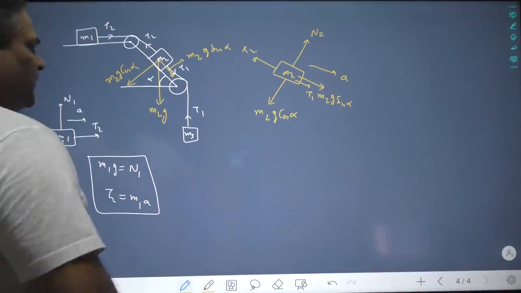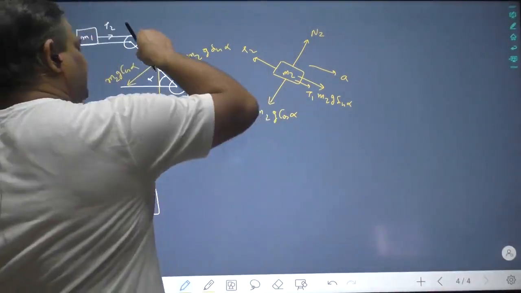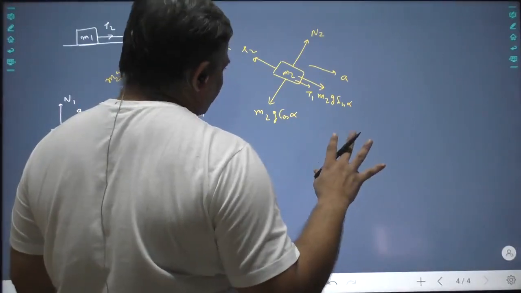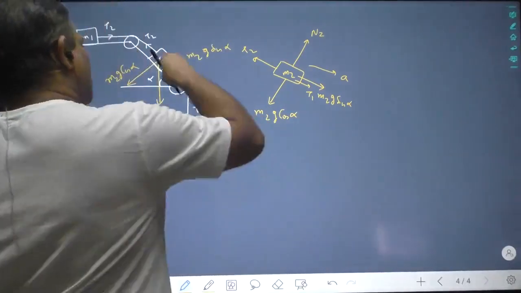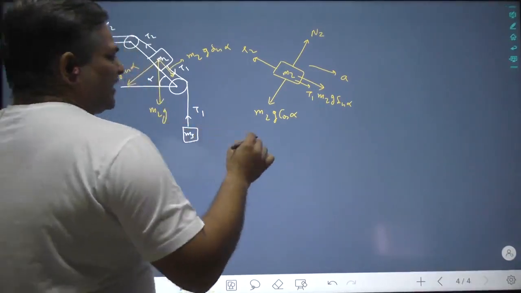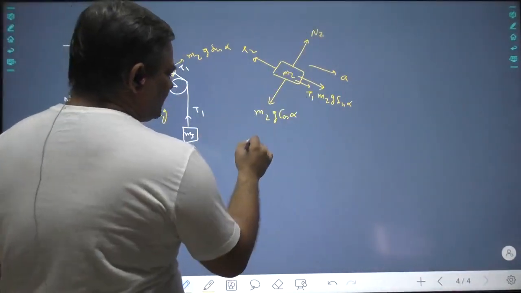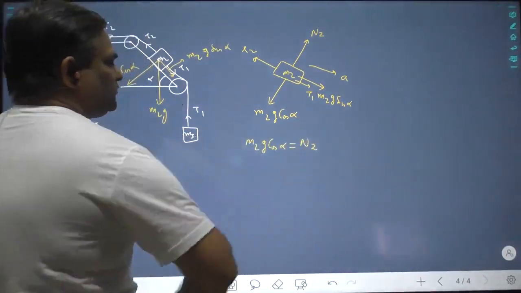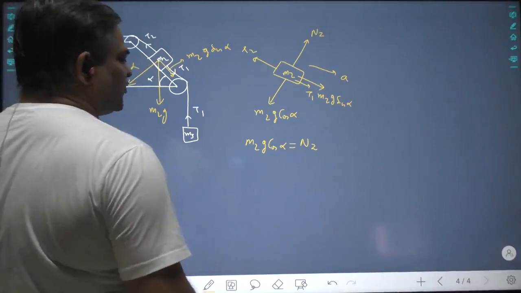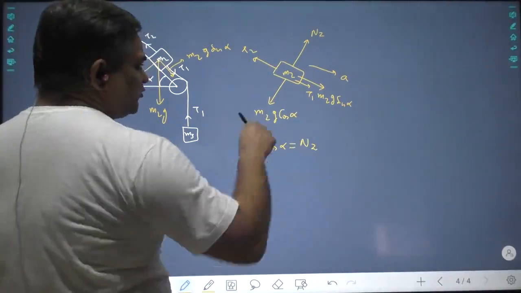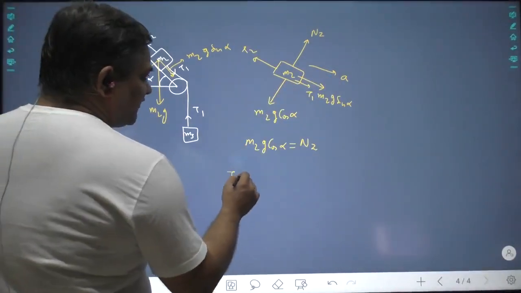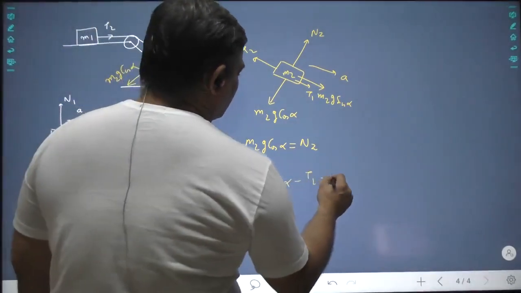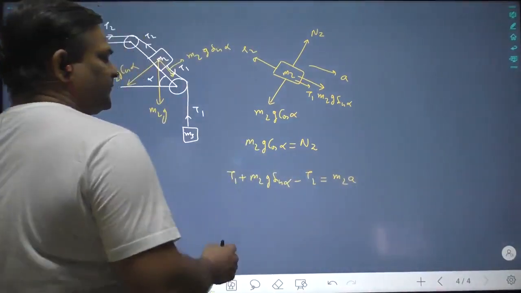Any problem? Every force, you have to break down only along two directions: one along the plane, and one perpendicular to the plane. Now, if you see this got balanced, so M2G cos alpha should be equal to N2. Try to understand: M2G cos alpha is N2. Now along this, T1 plus M2G sin alpha minus T2 is M2A.